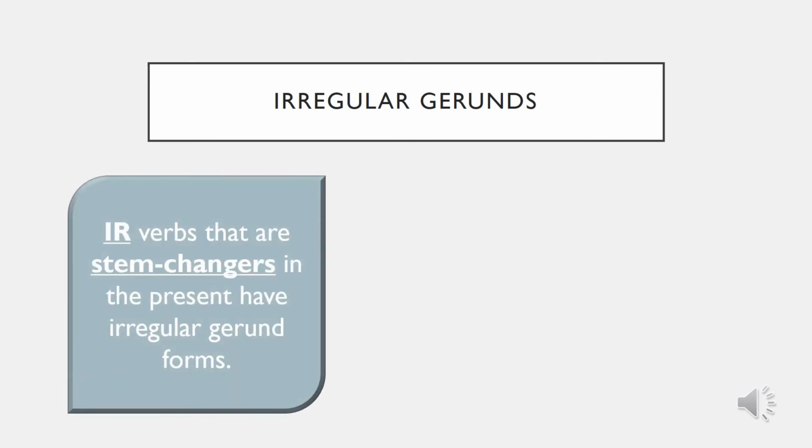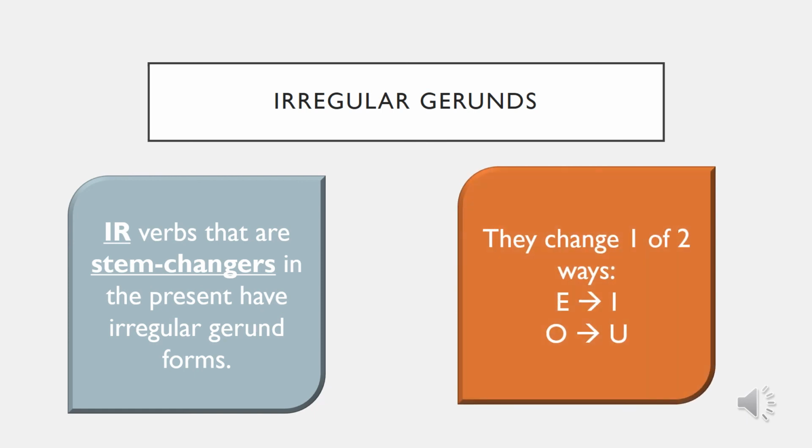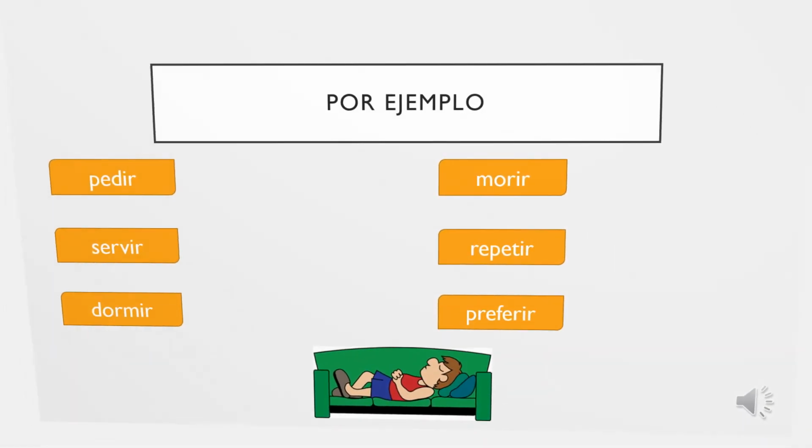Just like all our other tenses, we do have irregulars in our gerund form. But the nice thing about this is there's a couple rules for which verbs will be irregular, so that'll help us learn them a little bit easier. So the only verbs that are going to be irregular are -IR verbs, and they also have to be stem changers in the present tense. So if they're an -IR verb and they're a stem changer in the present tense, we're going to change them one of two ways: either changing the E to an I or the O to a U. And we're going to look at some examples of this.